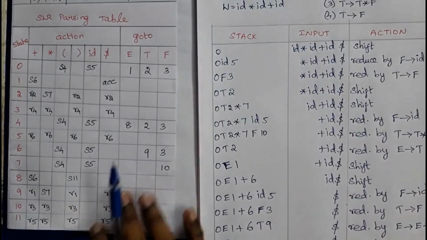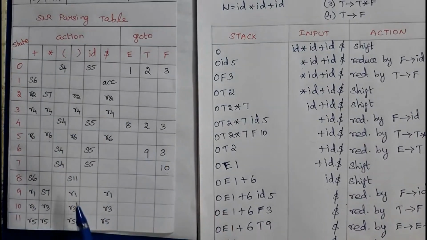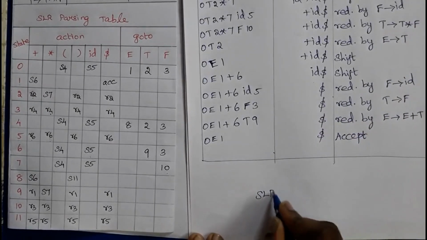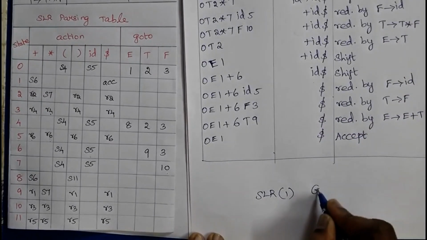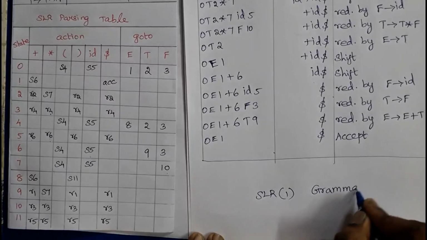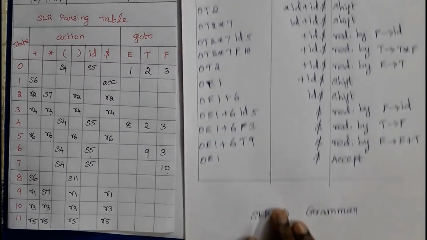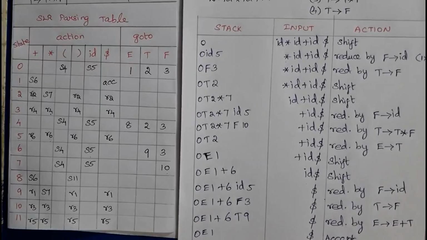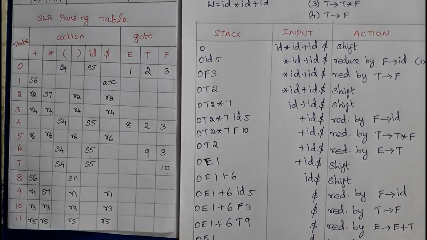So in this example, the SLR parsing table has single entries. All the entries are single entries. So we can say that this grammar is SLR(1) grammar. Sometimes it may have multiple entries. So in that case we can say that the given grammar is not SLR(1) grammar. So in the next video we will see an example for not an SLR(1) grammar.